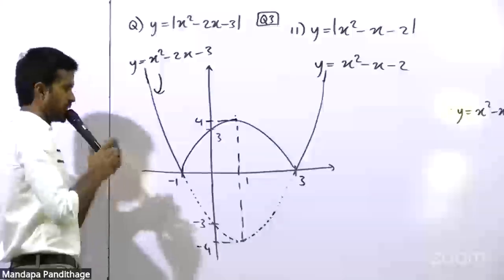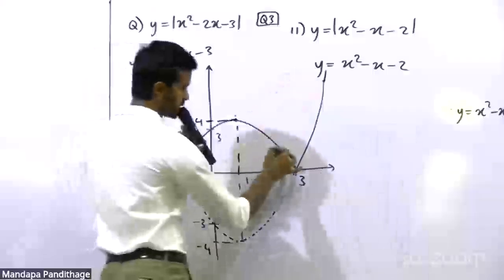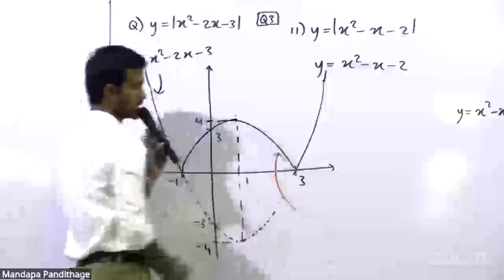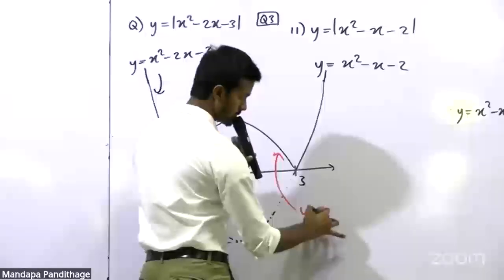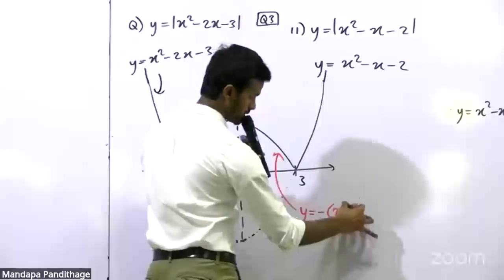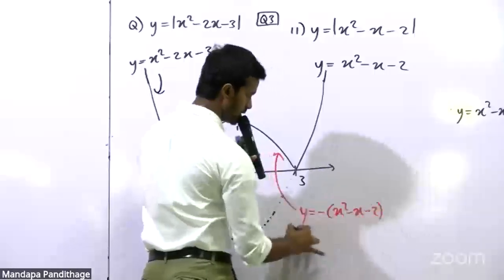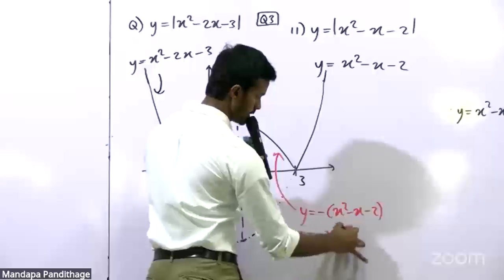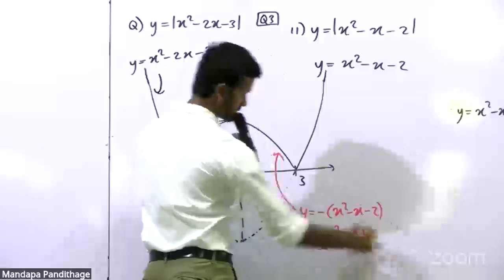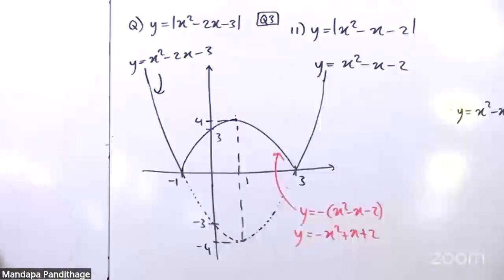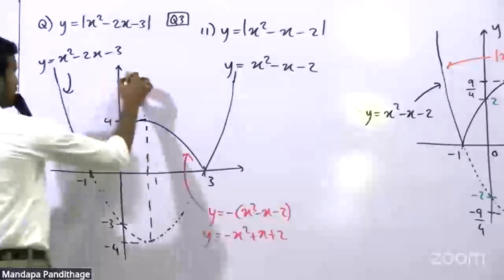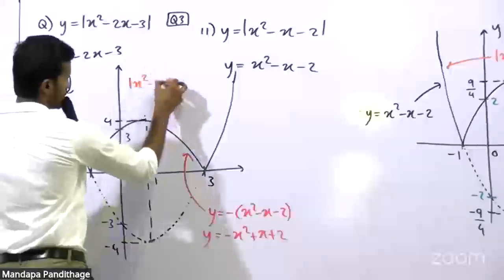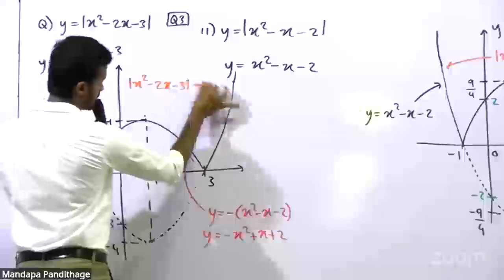Okay. So one main thing that I want to highlight: how do you write the equation? It's always the minus of the original quadratic function. The part that you have mirrored is the original. So minus x squared plus x plus 2. So this graph is the modulus of y equals x squared minus 2x minus 3.